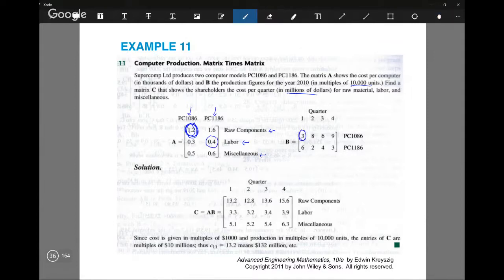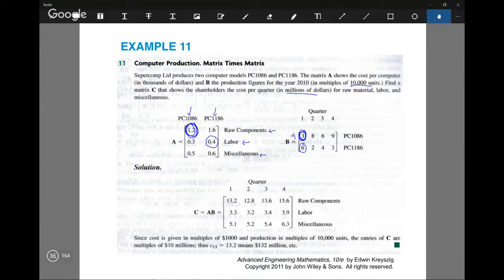Okay, so over here, this element is showing that in the first quarter of a year, for the first type of computer, the cost was $30,000. Sorry, not the cost, the production figure. So 30,000 units were produced of the first type of computer, 60,000 units of the second type of computer.